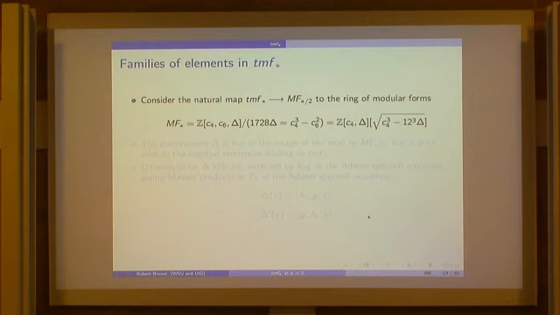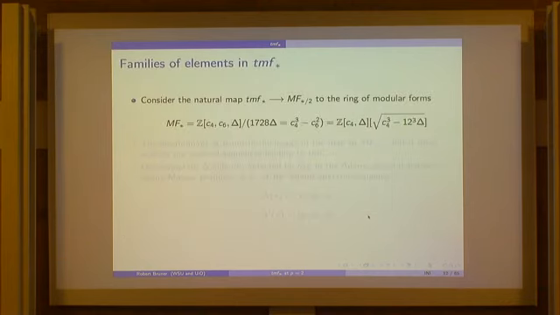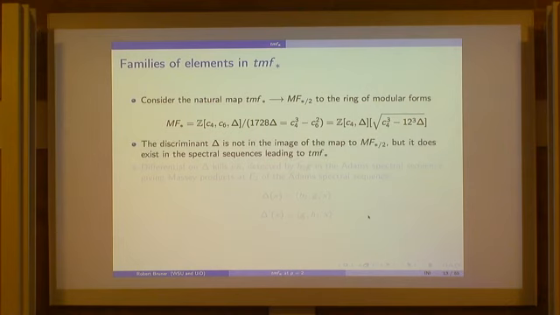of TMF. And then I've arranged them here in families: the nus, the epsilons, the kappas, and the kappa bars. For a very specific reason, and we can explain that best by talking about modular forms. The map from TMF star to the ring of modular forms does not hit the discriminant. But there is an element which would have mapped to the discriminant, given that it's a multiplicative map, had it not been killed at earlier terms of the spectral sequence.